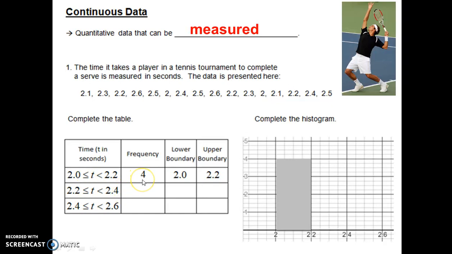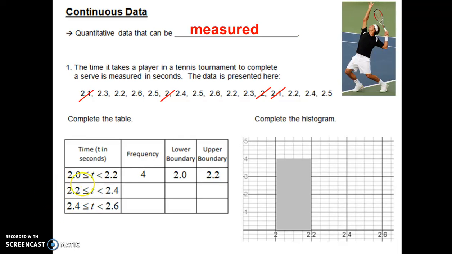So frequency is 4 of this one. Let's take a look. Here's 2.1, which is part of that data set. There's 2, there's 2 again, and there's 2.1. I think I've checked all the values that fall between 2 and 2.2, including ones that are 2 but not including 2.2. So there's 4 of them. Lower boundary is 2.0. Upper boundary here is 2.2. All right, let's look at the next one.